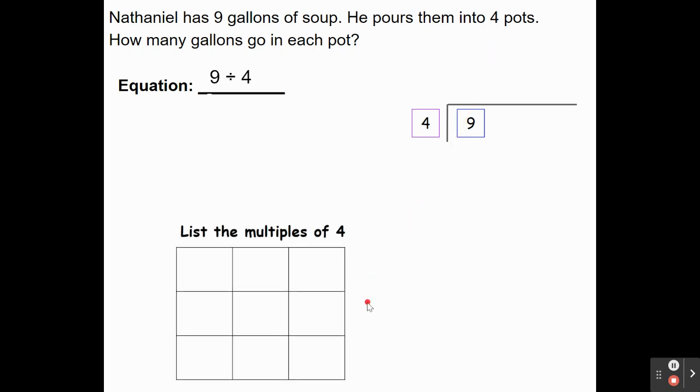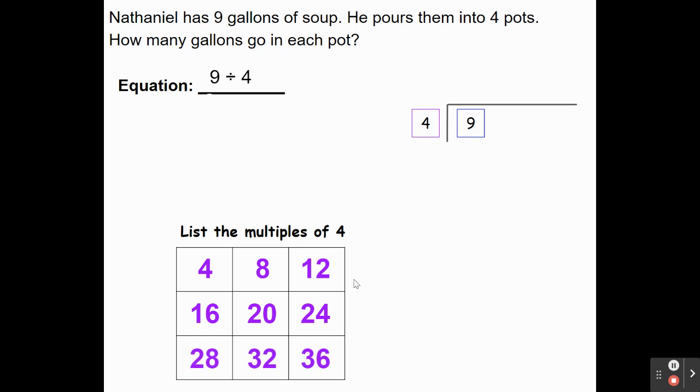We can list those multiples of 4 again since 4 is our divisor. We have 4, 8, 12, 16, 20, 24, 28, 32, and 36. So let's go ahead and look at our multiples. Which multiple gets us closest to 9 without going over? Well, that would be the second multiple, which gets us to 8. So since 8 is the second multiple, we're going to place a 2 up here in the ones place. 2 times 4 gets us that 8.